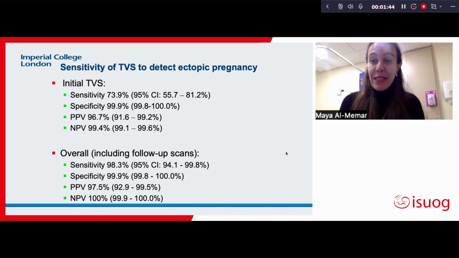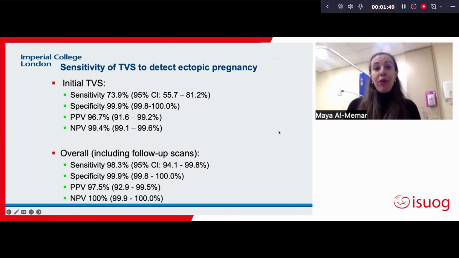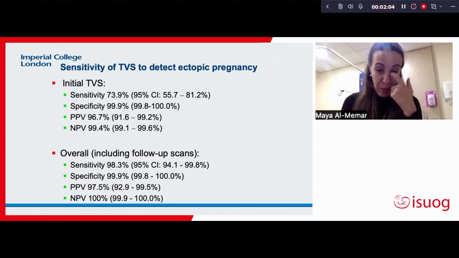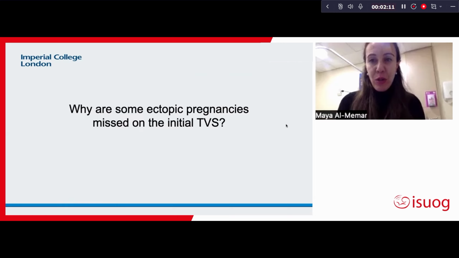When we look at the ability of ultrasound to detect a tubal ectopic pregnancy at initial ultrasound scan, actually there's a 73.9% sensitivity for that. And when we look at follow-up ultrasound scans and ultrasounds overall, there's a very, very high sensitivity of 98.3%. So actually we know that ultrasound is a very good tool in the diagnosis of ectopic pregnancy. However, why are some ectopic pregnancies missed on initial ultrasound scan?